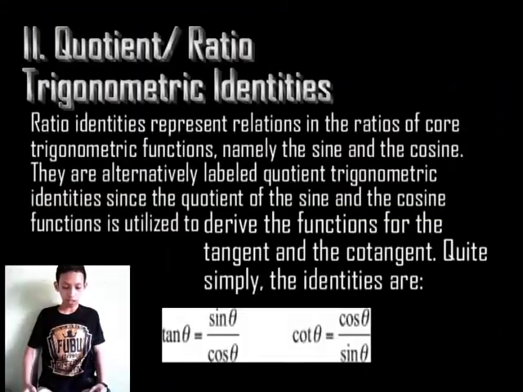Quotient trigonometric identities. Quotient identities represent the relations in the ratios of core trigonometric functions, namely the sine and the cosine. They are labeled quotient trigonometric identities since the quotients of the sine and the cosine functions are utilized to derive the functions for the tangent and the cotangent. The identities are: Number 1, tangent theta equals sine theta over cosine theta. Number 2, cotangent theta equals cosine theta over sine theta.